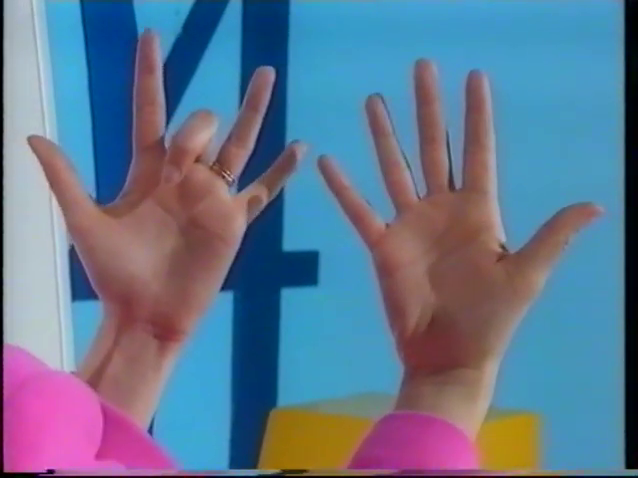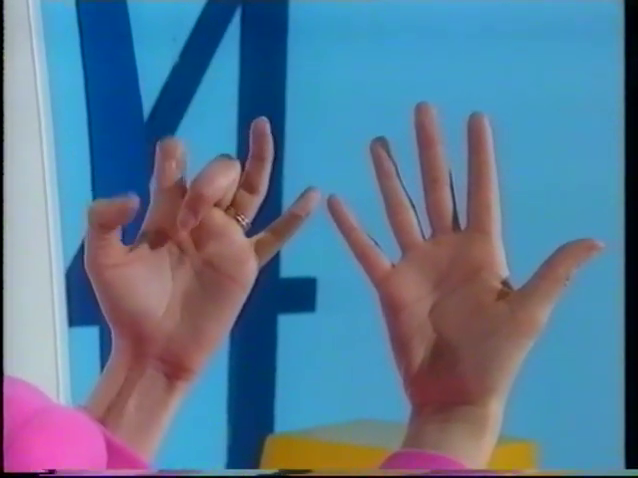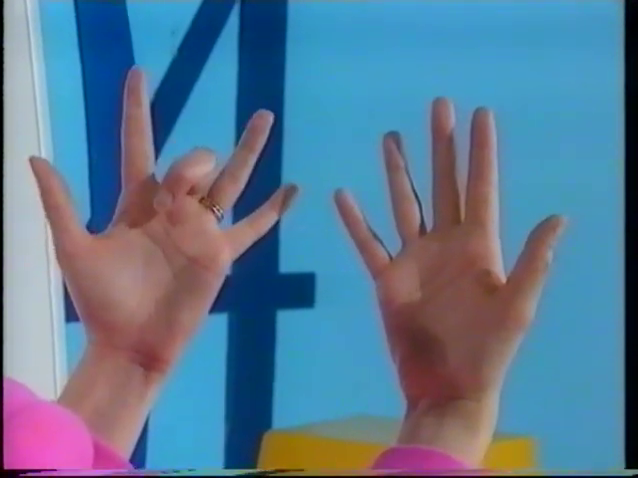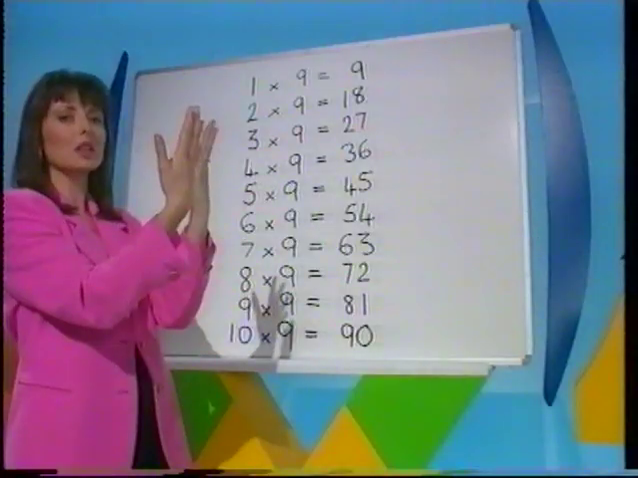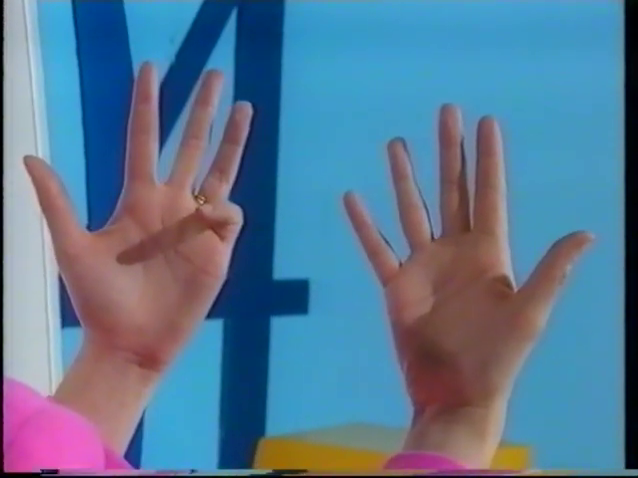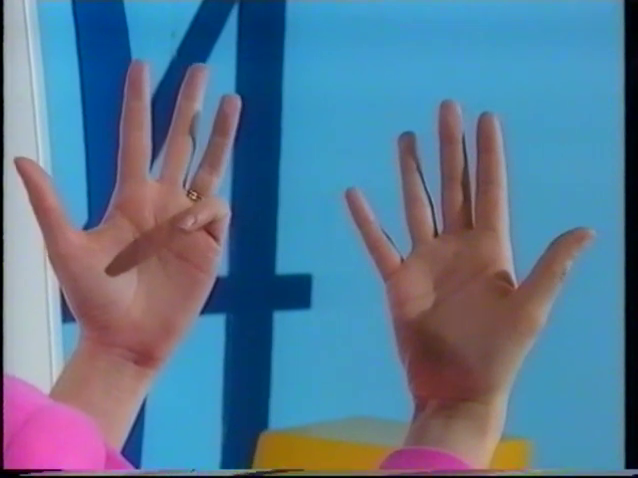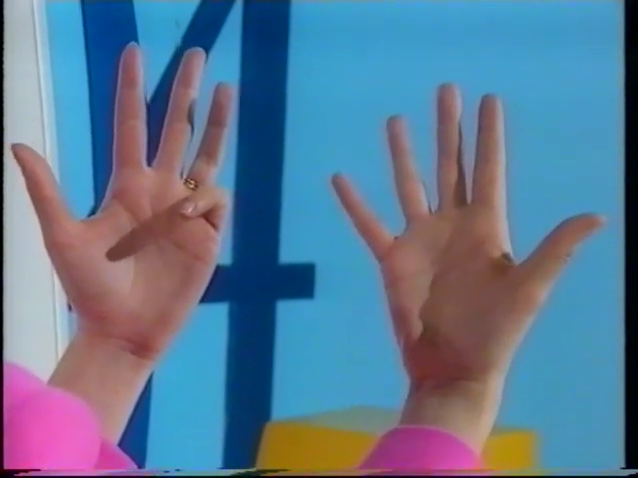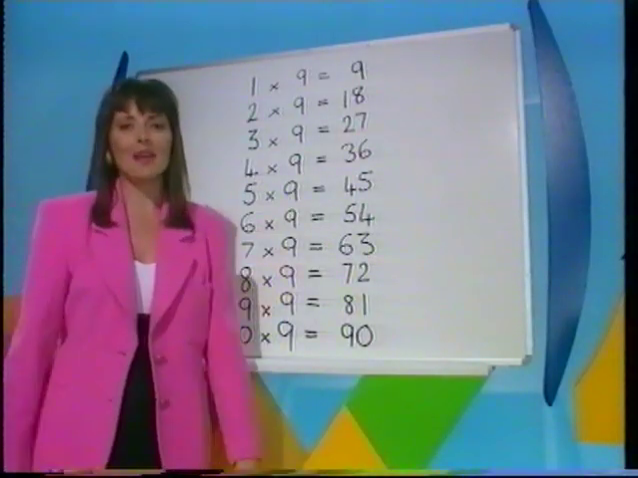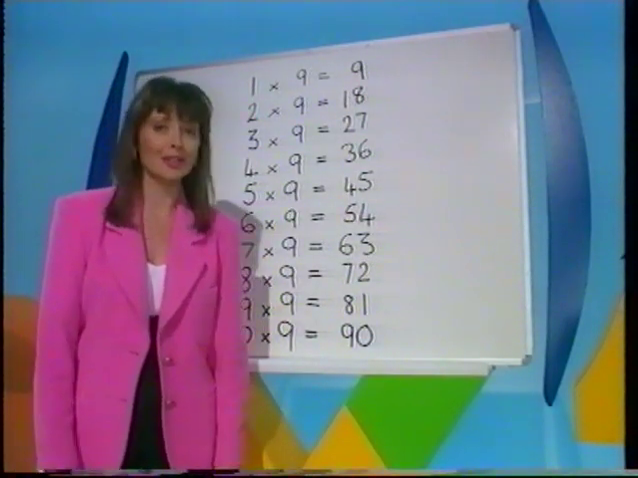So, 3 times 9 is 2 tens, that's 20, and 7 units. So that's 27. What about 5 times 9? Put finger number 5 down, and you have 4 tens, that's 40, and 5 units, so that's 45. Now let's have a look at the 9 times table all over again.